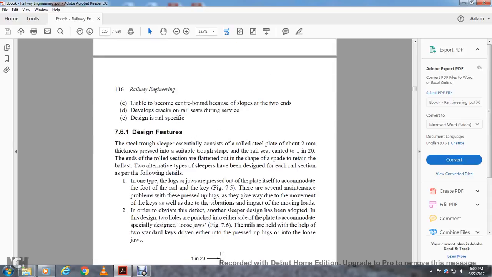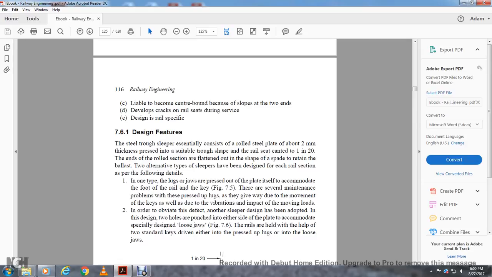Design features: the steel trough sleeper essentially consists of a rolled steel plate about 2 millimeters thick, of suitable breadth, with the rail seat canted to 1 in 20. The ends of the rolled section are flattened out in the shape of a spade with the return of the sides. Two alternative types of sleepers have been designed to suit each rail section, with the following details.